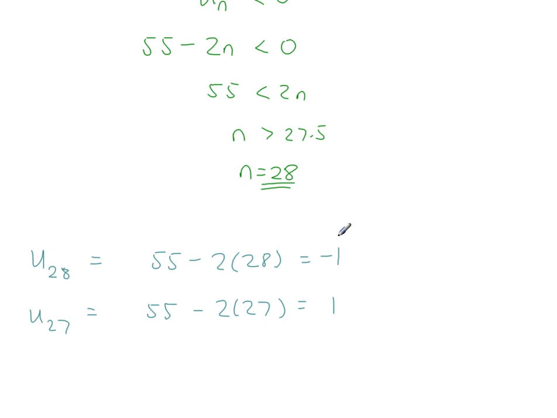So the 28th term is -1. The 27th term was positive. That clearly shows that when we go from the 27th to the 28th term, we go from a positive to a negative term. This is the first negative term, term 28.